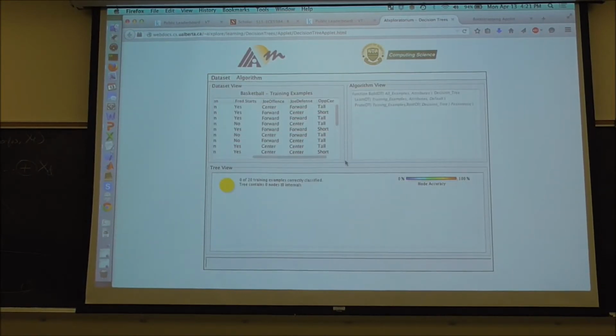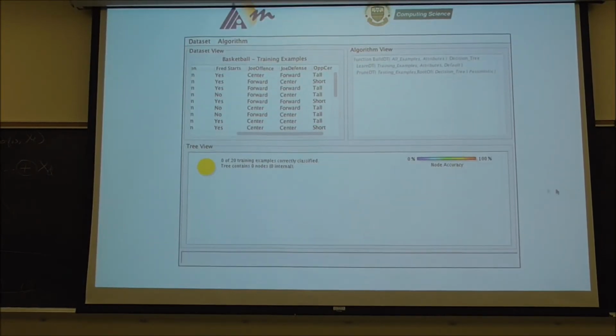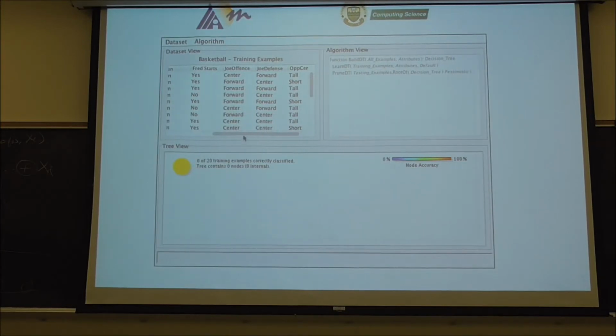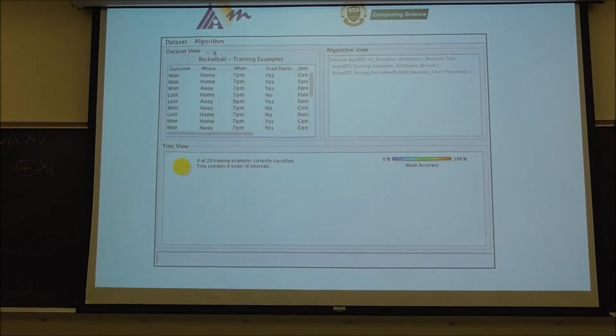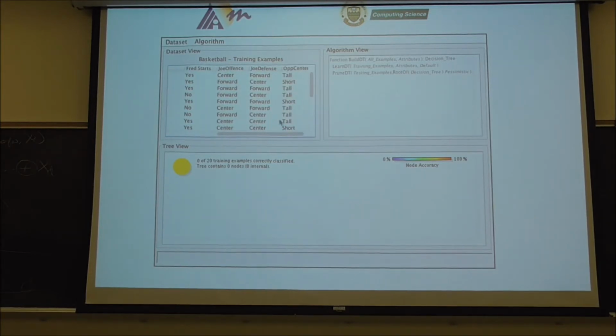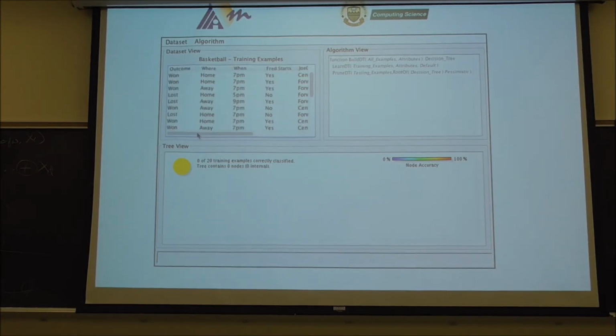Okay, so here's a particular data set. It contains basketball matches of some team. So here's the outcome, whether they won or lost, and here are all the discrete features. Where was it played, home or away, what time, some person named Fred, did he start or not, some other person, what position were they playing, and whether the opening center was tall or short. So there are some discrete features that you're working with.